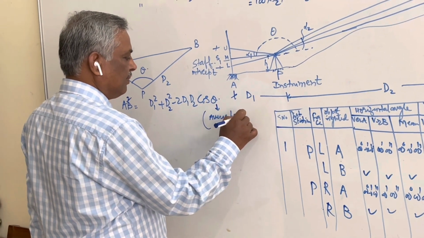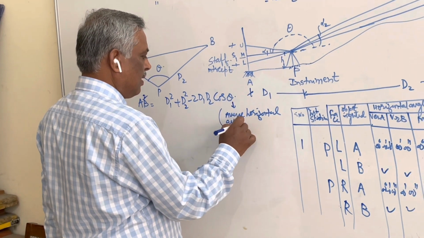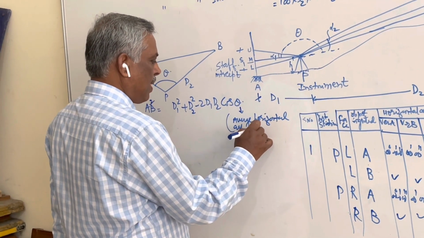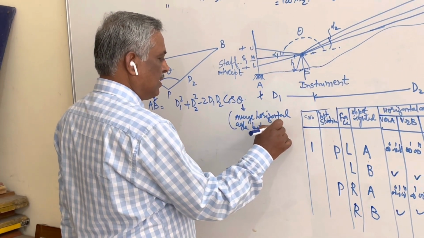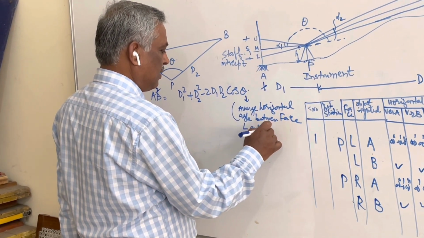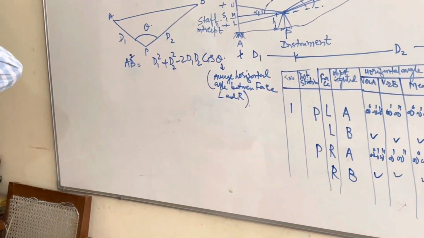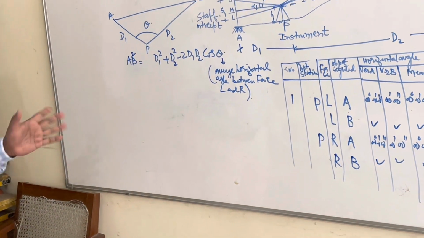horizontal angle between face left and right. So average horizontal angle between face left and right. Left and right का average.